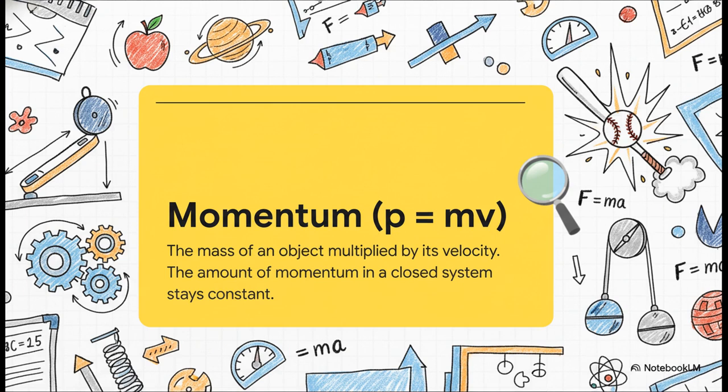It's a conserved quantity. That means in a closed system, where no outside forces are messing with things, the total amount of momentum can't change. It can get transferred between objects, like when billiard balls crash into each other, but the total amount you had before the collision is the exact same amount you have after.